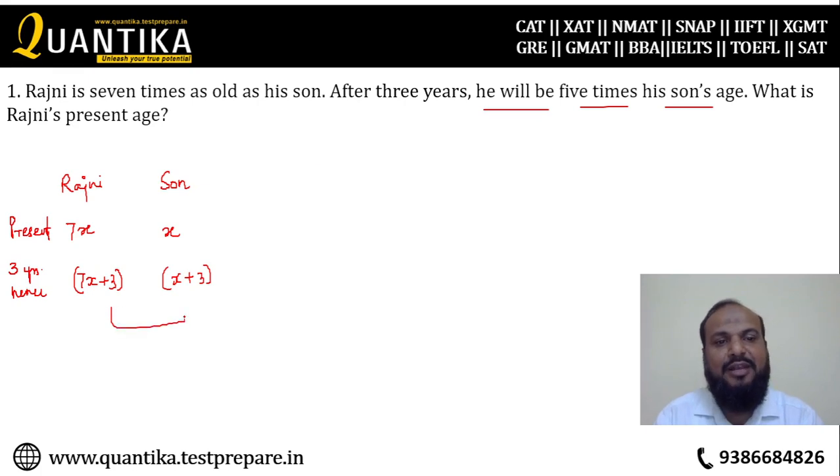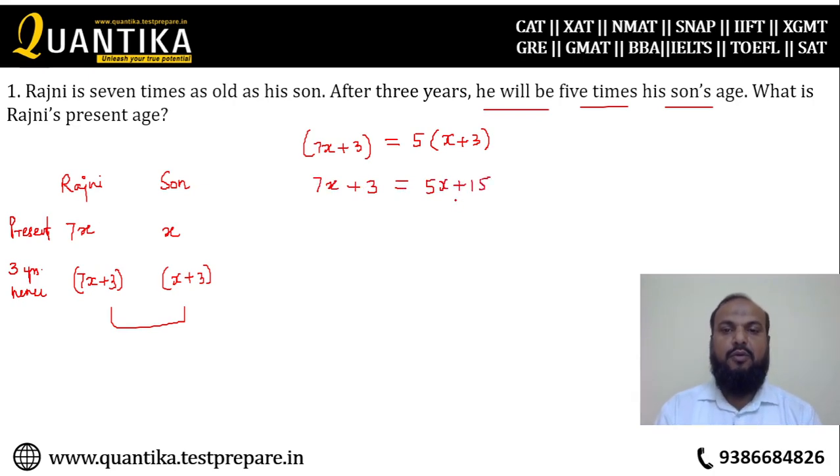Now here there will be a link given, 5 times. So 7x plus 3 is equal to 5 into x plus 3. So this will be 7x plus 3 is equal to 5x plus 15. Now 7x minus 5x will give you 2x, and 15 minus 3 will give you 12. So x will be equal to 6 years.